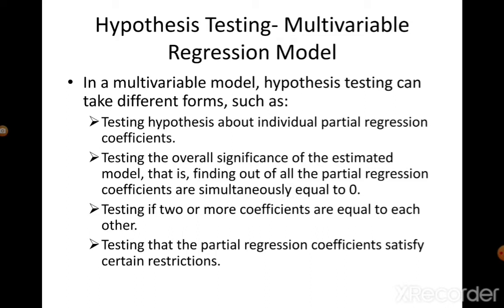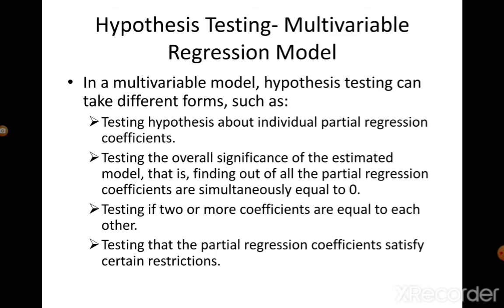Another type of hypothesis testing that you can do is to test for the overall significance of the estimated model. Technically, that means to find out if all the partial regression coefficients, that is beta 1, beta 2, beta 3 and so on to beta k, are simultaneously equal to 0. So you're basically testing whether the model that you have specified is significant or is actually correct.